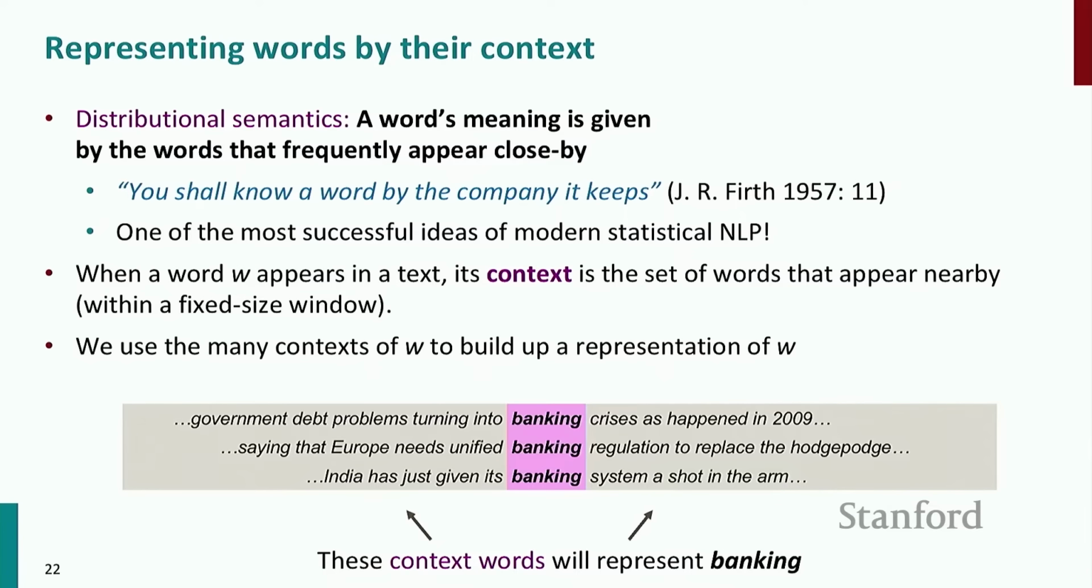So if I want to know about the word banking, I say, give me some sentences that use the word banking. Here are some sentences using the word banking: government debt problems turning into banking crises, as happened in 2009, etc., etc. And knowing about those context words that occur around banking, those will become the meaning of banking. And so we're going to use those statistics about words and what other words appear around them in order to learn a new kind of representation of a word.